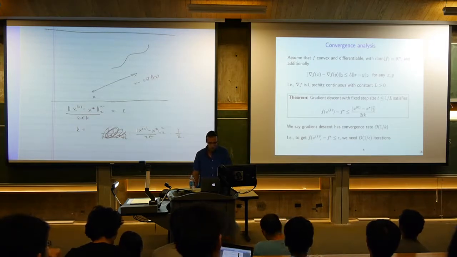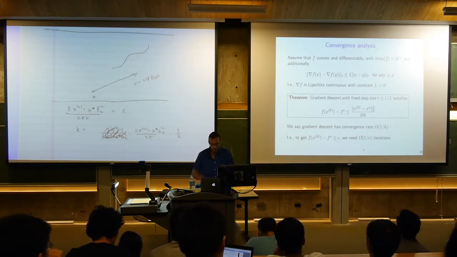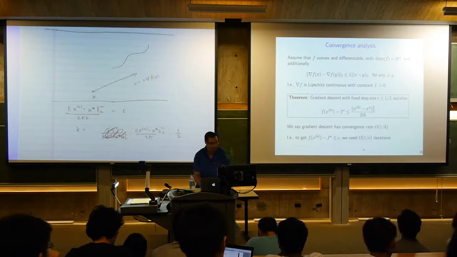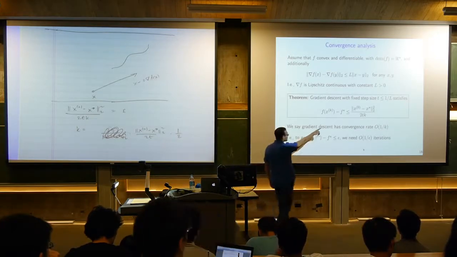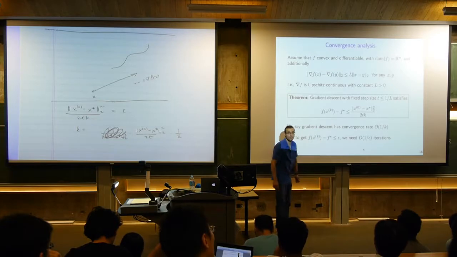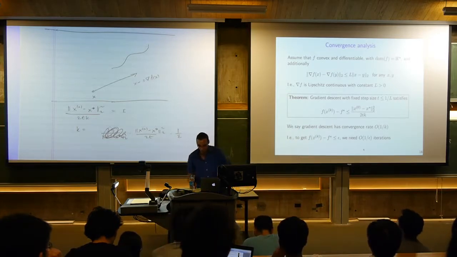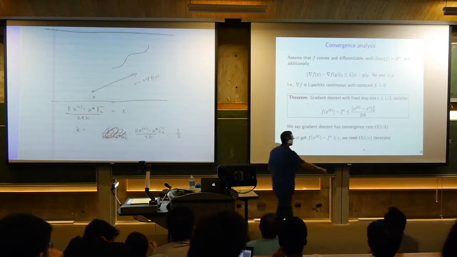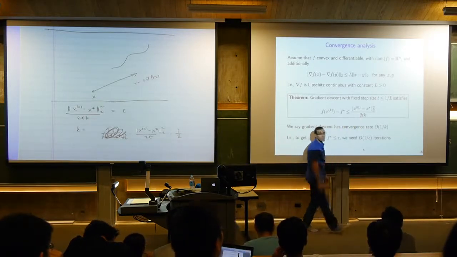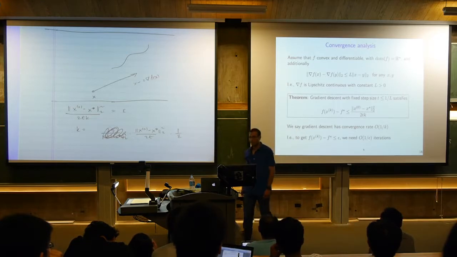Okay, so we're going to prove that. The largest step size we can take, just to say it out loud, is 1 over the Lipschitz constant. And we benefit from taking larger step sizes because the larger t is, the better this bound is, because t is in the denominator.